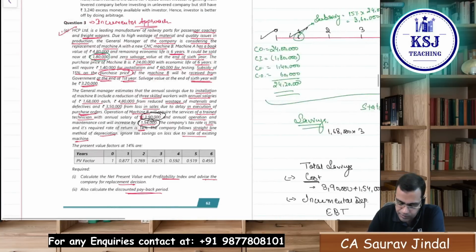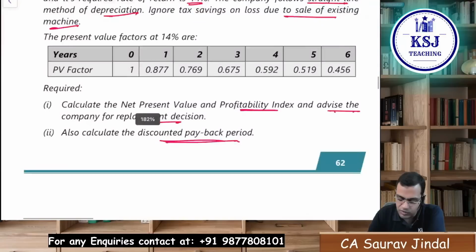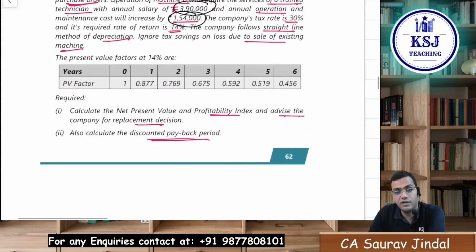Now discounted payback period also you can calculate. You have the present value of all these cash flows, right? For the CFAT you will have all the present values of the cash flows. Then for the payback period, you will calculate present values. After present values, you will calculate the cumulative present values. And from there, you will calculate the discounted payback period.